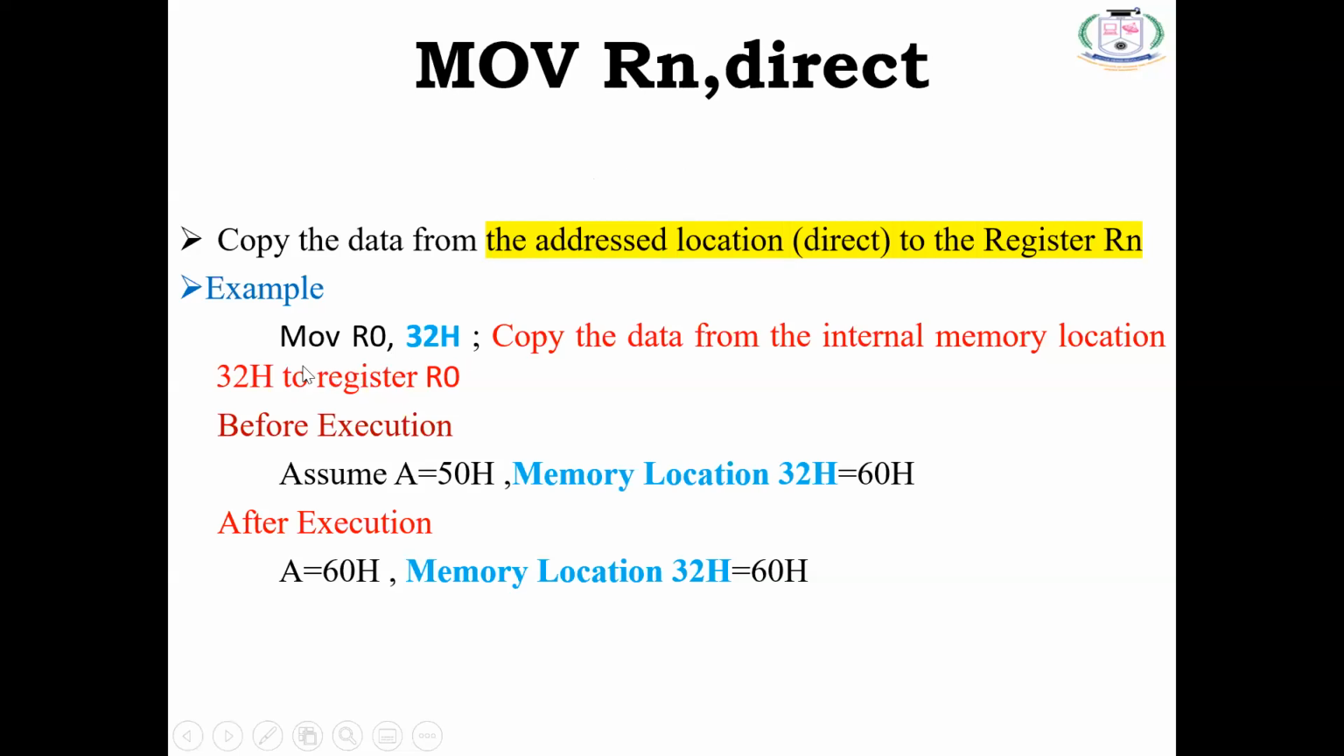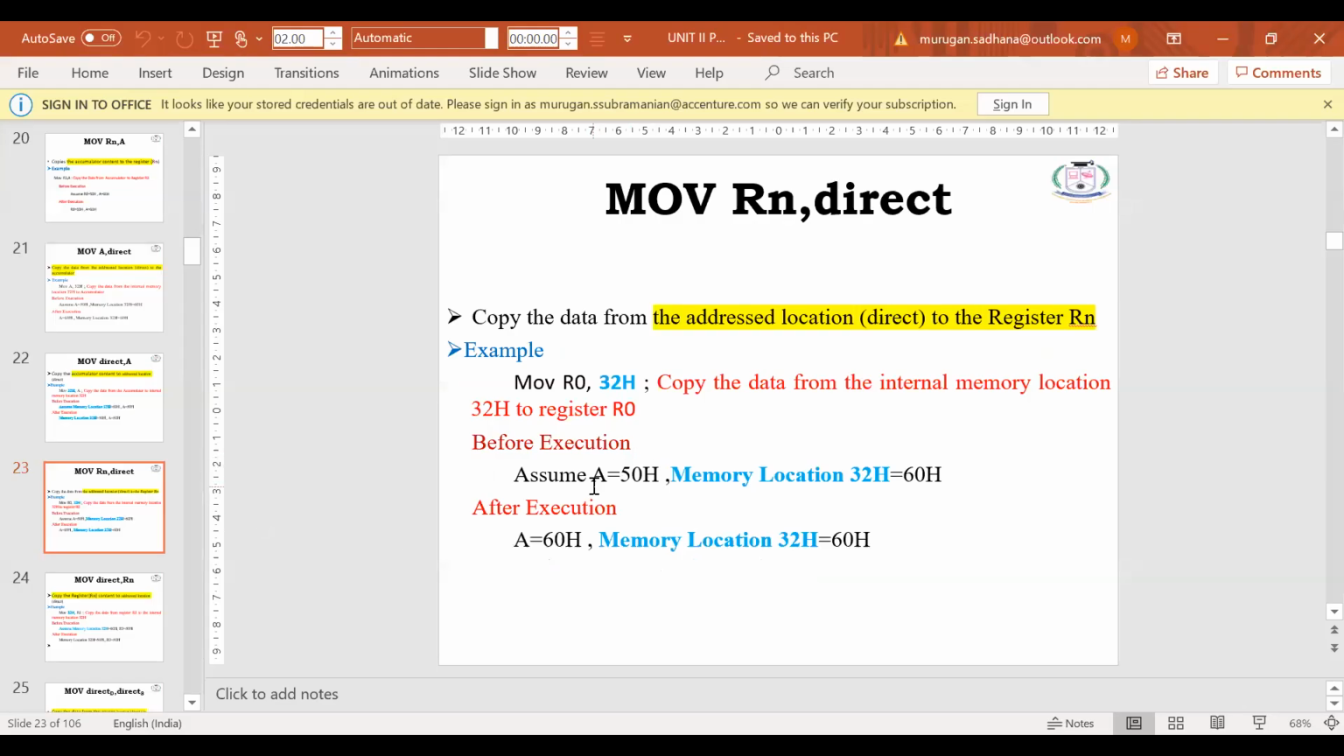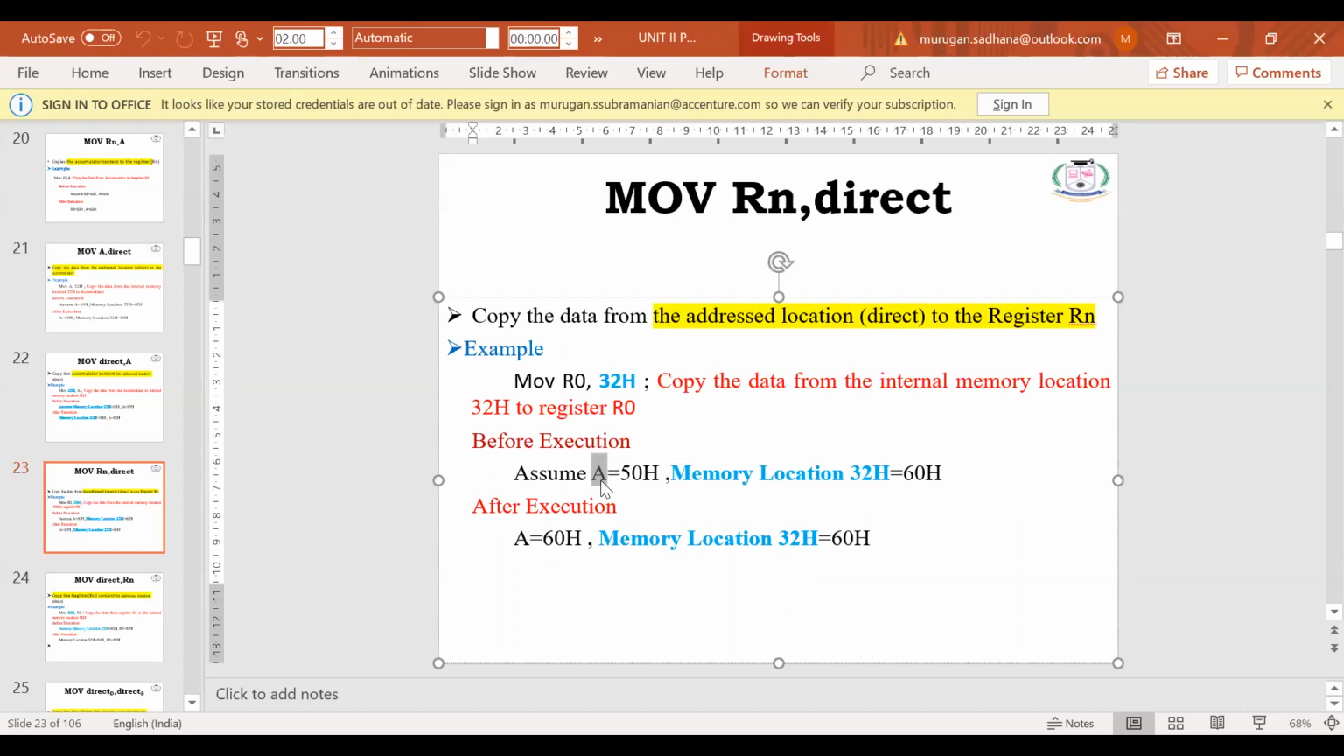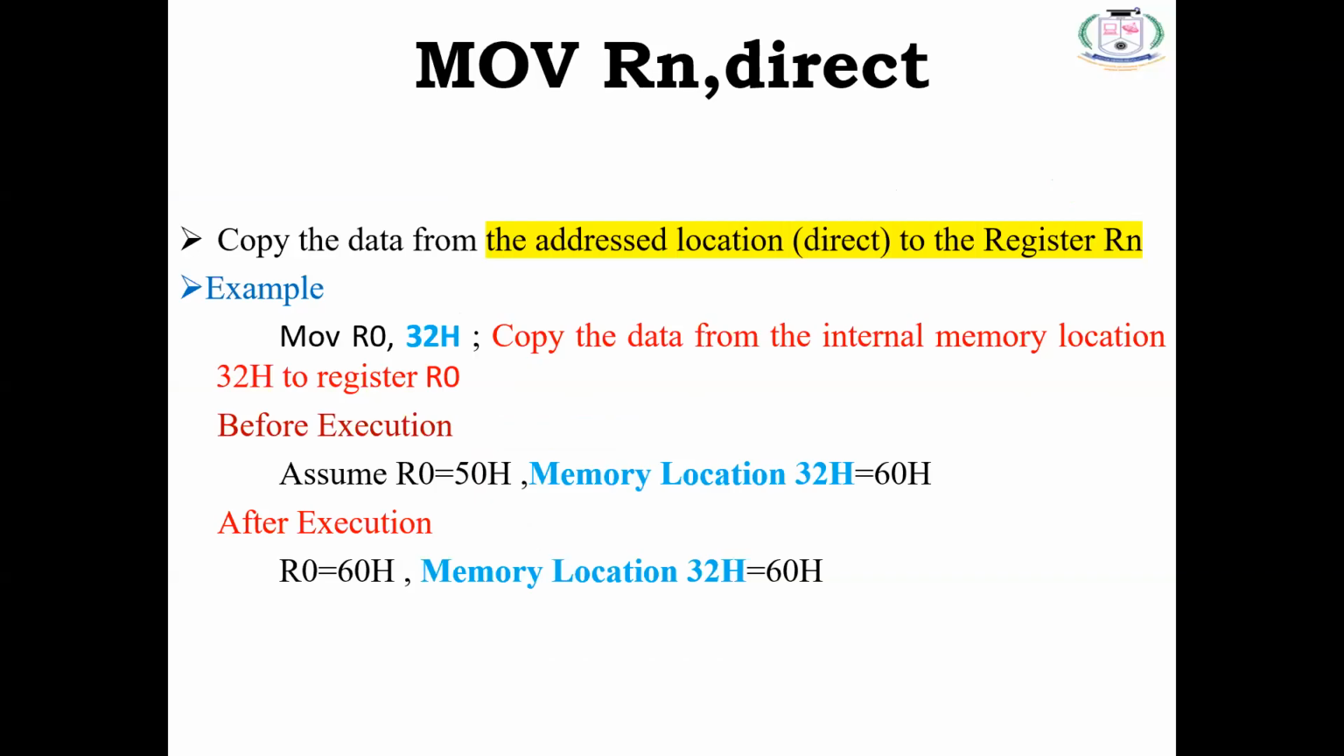MOV R0, 32H. What is the data at 32H? 60H. That 60H should be moved to where? The R0 register. Actually, while I am putting it, I have to mention this is the R0 value, not A, because I didn't use A. If I used A, that's not a problem. So that R0 should receive the value. Can you understand, people? I have put it in a very easy way to understand.